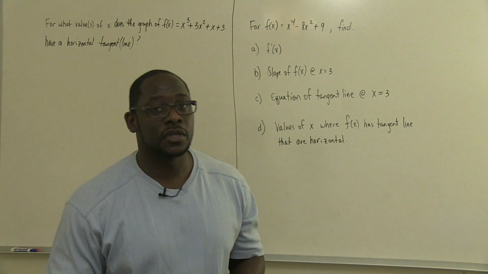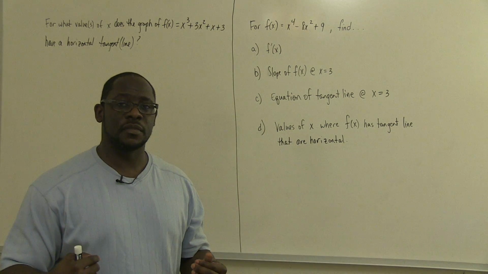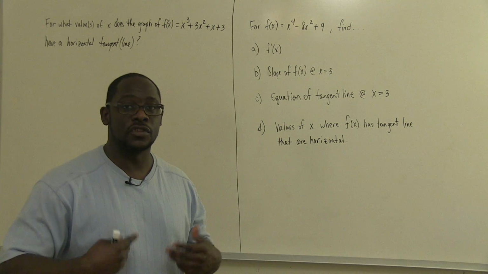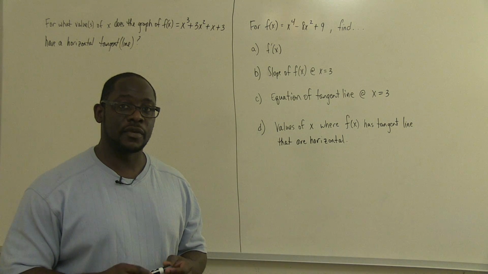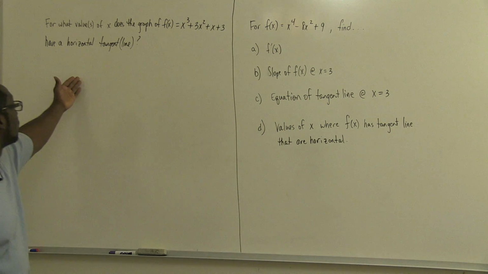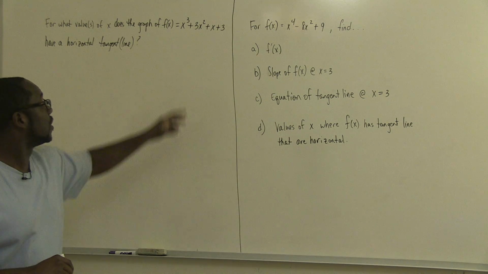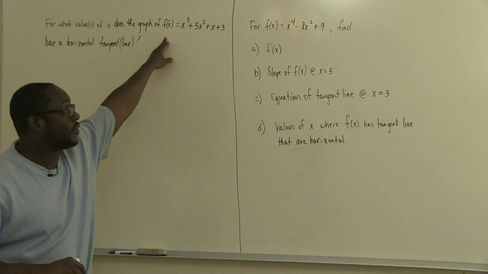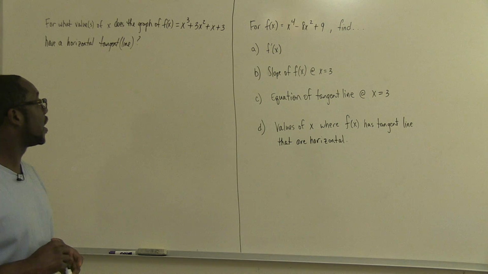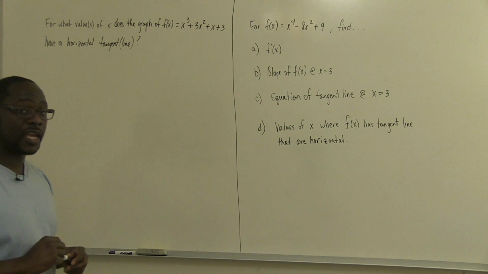And these problems are here to give us a general understanding of some of the concepts that we would be trying to solve for or use whenever we are taking a derivative of a particular function. So let's go ahead and get started with this first one here. This one says, for what values of x does the graph of f of x equaling x cubed plus 3x squared plus x plus 3 have a horizontal tangent line?